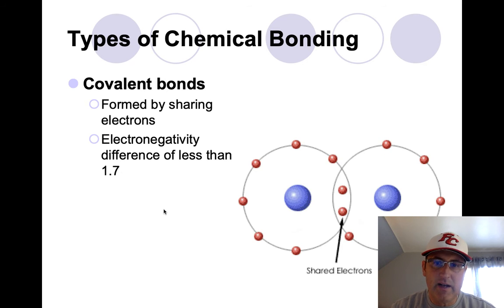Okay. Our next type of bond is a covalent bond, and these are formed by sharing electrons. Their electronegativities are similar; the difference is less than 1.7. So instead of transferring to one atom or the other, they share. And this is another attraction that leads them to form a new substance.